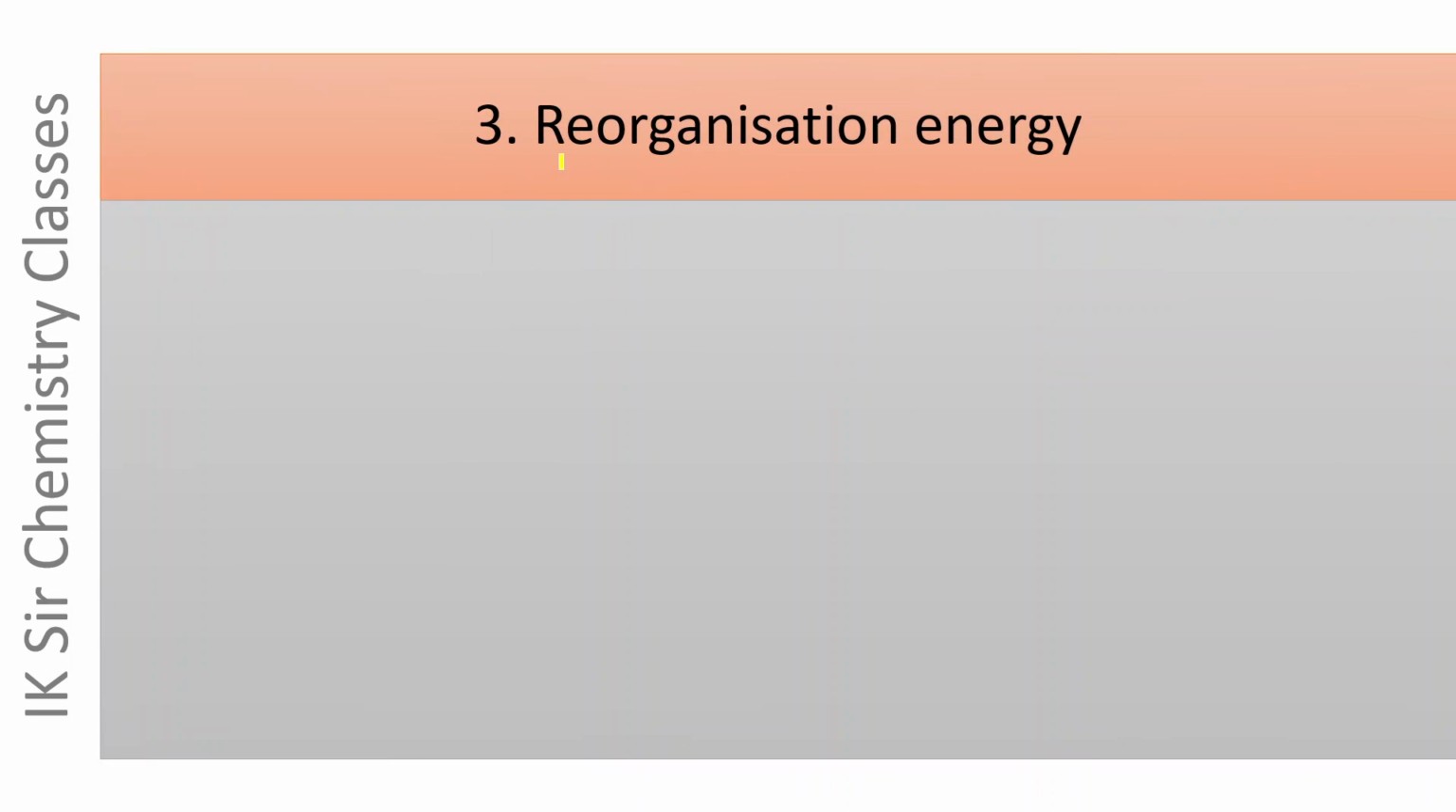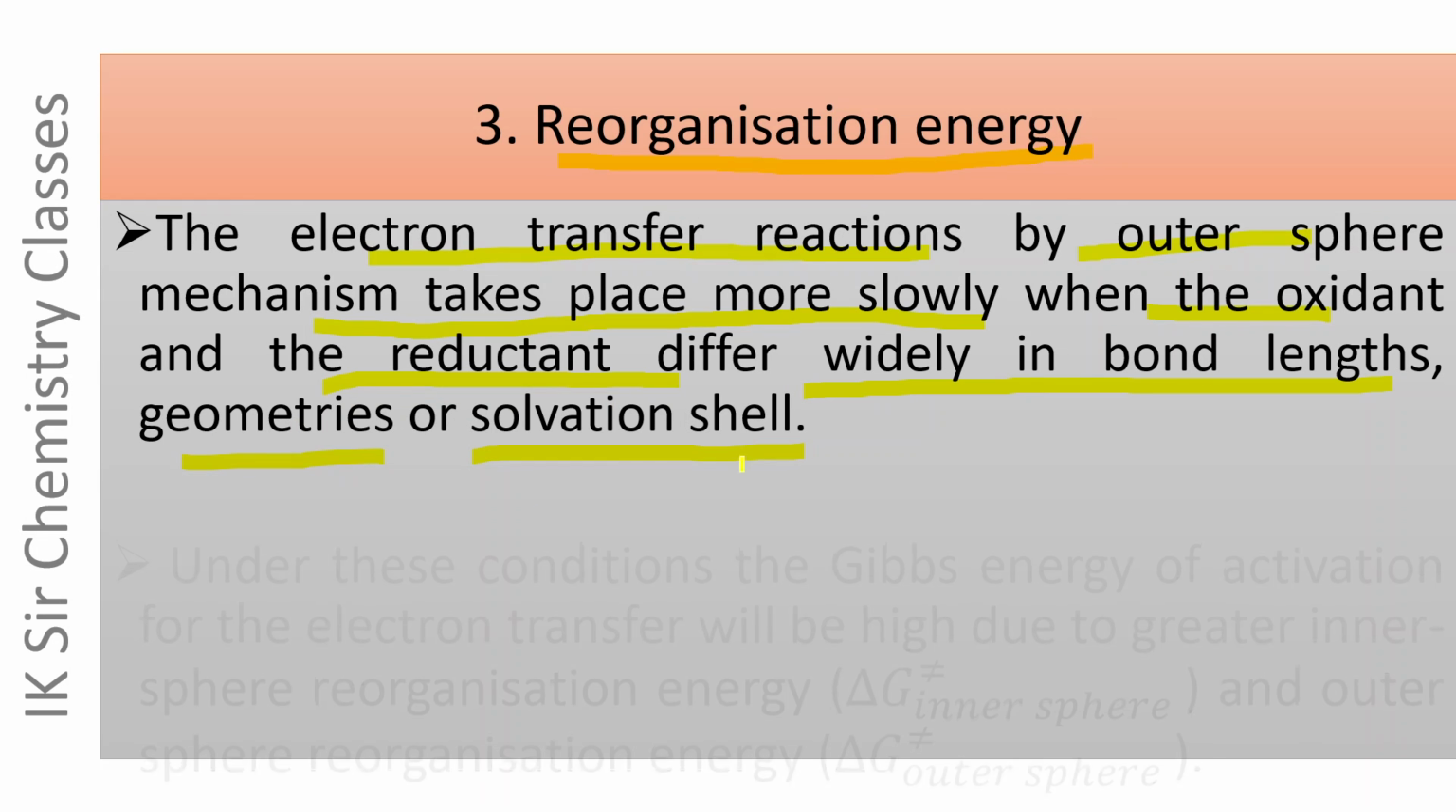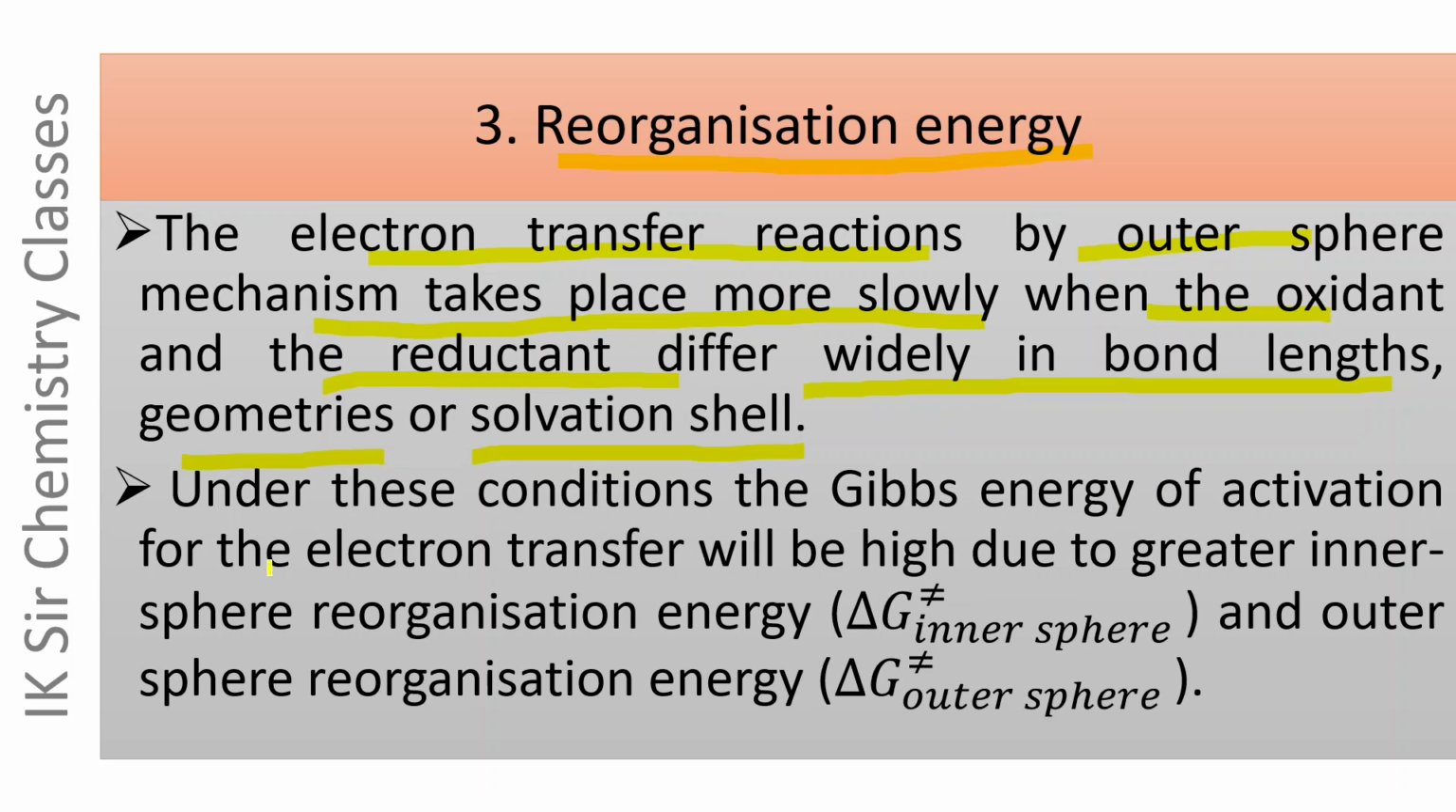And third factor is reorganization energy. The electron transfer reactions by outer sphere mechanism take place more slowly when the oxidant and reductant differ widely in bond lengths, geometries, or solvent cell. Under these conditions, the Gibbs energy of activation for the electron transfer reaction will be high due to greater inner sphere reorganization energy and greater outer sphere reorganization energy.